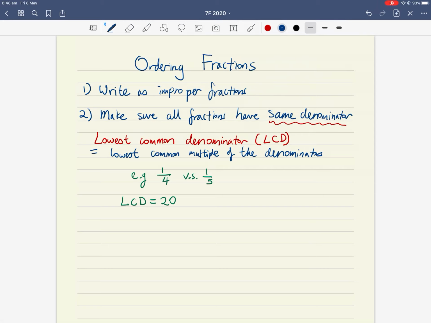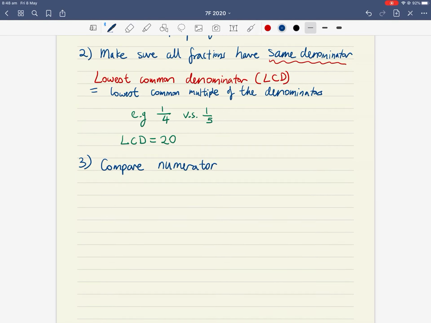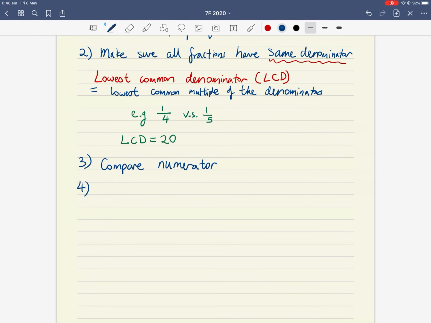So step 1, write all your fractions as improper fractions. Step 2, check that all your fractions have the same denominator. If they don't have the same denominator, then you need to use some equivalent fraction conversions or work out your lowest common denominator, LCD, first. Once you have the above 2 steps, you can compare the numerators. So the top number: are the top numbers bigger, less than, or the same?